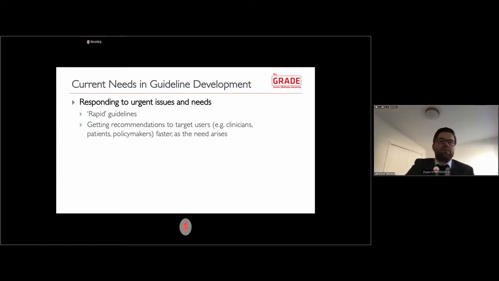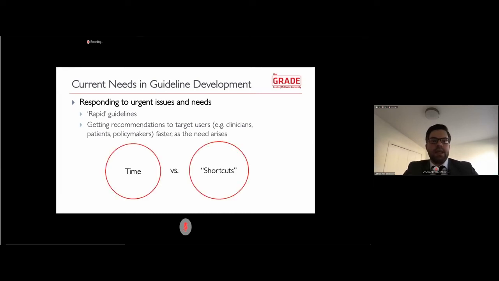So in terms of responding to urgent issues and needs, for this we have methodology around rapid guidelines. So the goal here is getting recommendations to our target users, clinicians, patients, policymakers, faster than what you consider the traditional or regular process, as the need arises, as there's an urgent need for recommendations. And this is really an aspect of time available and time given, and also specific shortcuts you might be able to take. So thinking about the guideline development checklist, each of those steps, where could we cut down the time taken to produce a guideline rapidly?